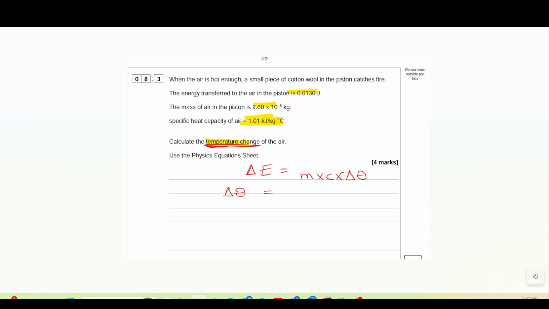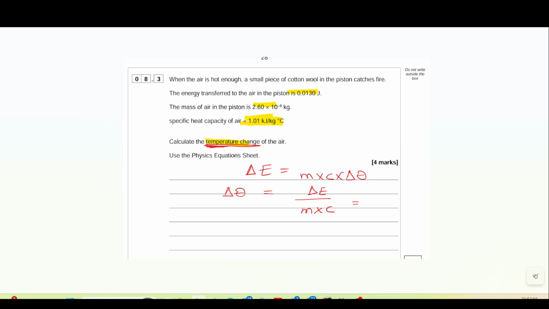Temperature change equals change in thermal energy divided by mass times specific heat. Exactly. Absolutely correct. Now just plug in the values.